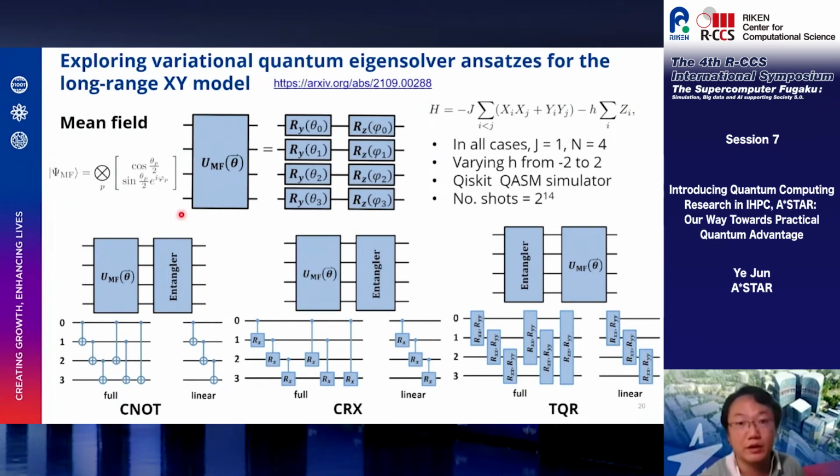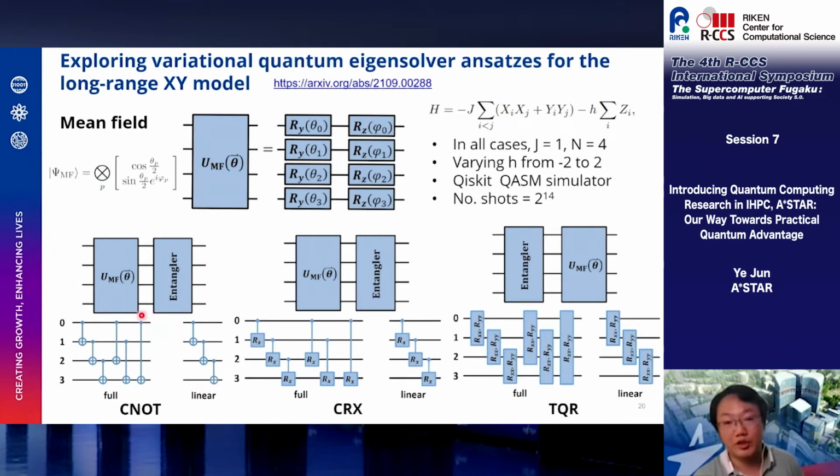Of course, the most obvious one is a mean field ansatz, where we don't consider any entanglement, and it can be used as a baseline in order to compare with other types of ansatz. And then we gradually design different types of ansatz. Here are three types of them, but there are also variants. We have a fully entangled circuit and also a linear entangled circuit for each of them.